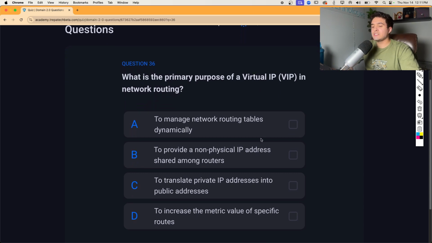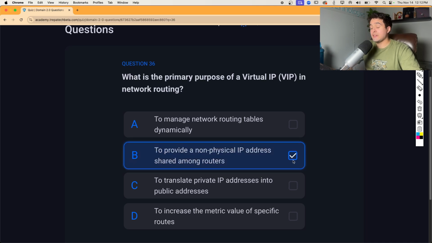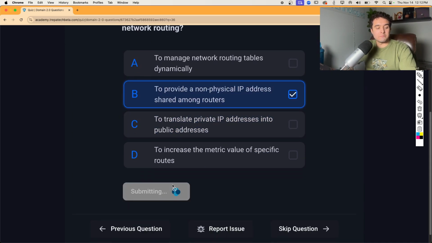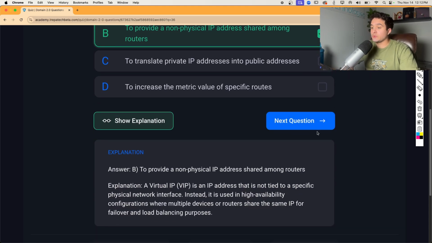Question 36. What is the primary purpose of a virtual IP in network routing? So a VIP, a virtual IP, can be used in load balancing, could be used in first hop redundancy protocols, and that will be your default gateway that's shared amongst all the routers, but not what's actually assigned to that physical interface. So we're going to go with B here. Pause the video if you'd like to read the explanation.